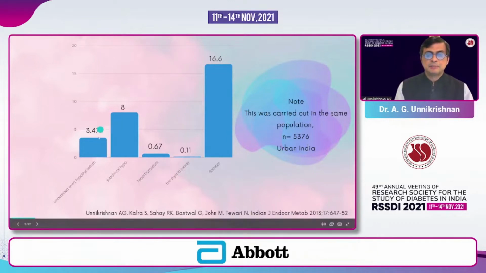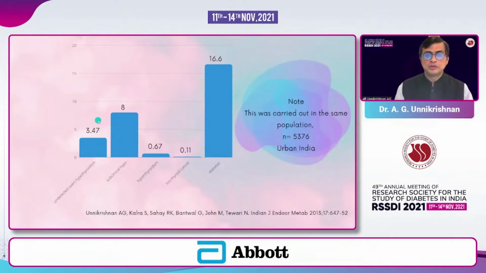You can see that the prevalence of undetected overt hypothyroidism is about 3.47%. The prevalence of subclinical hypothyroidism is 8%. Hyperthyroidism is 0.67%. But if you see, the prevalence of diabetes is 16.6%. And this is a study done in 8 cities of India. And why I'm showing you is because this data shows the thyroid disorders carried out in the same population. So thyroid function tests and diabetes diagnosis was carried out in the same population.